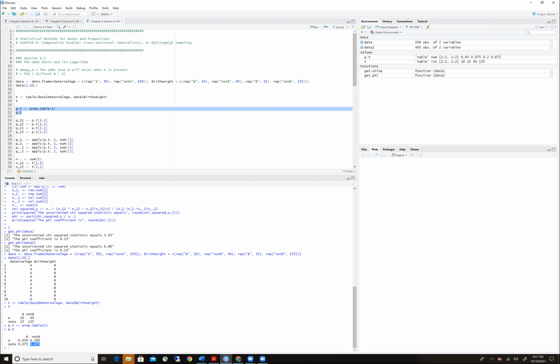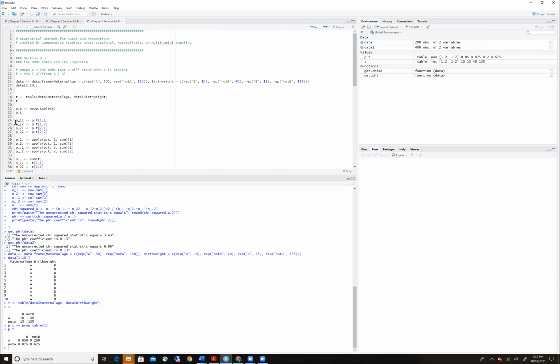So in our case here, remember that not being in A is a maternal age over 20 years, and not being in B would be a birth weight over 2,500 grams. So essentially 68% of our sample has mothers that are over 20 years old and have birth weights of their babies over 2,500 grams.